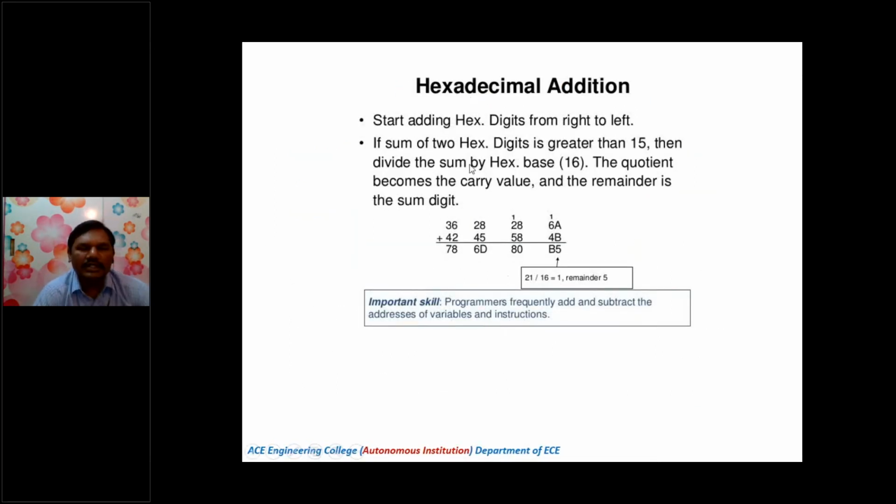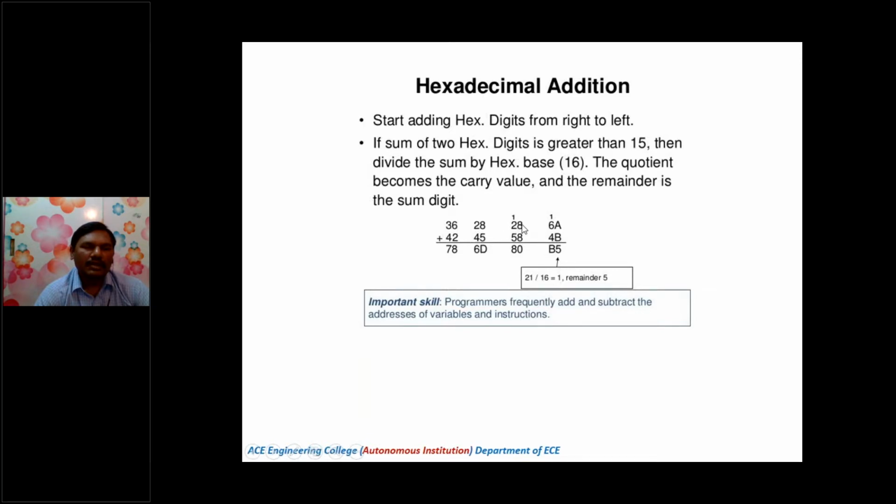So hexadecimal addition, how to perform hexadecimal addition? Suppose I want to add 36 with 42. Add 6 with 2, so 6 with 2 is 8. 3 plus 4 is 7. The value is not greater than 15, so it is 78H. Next, 28H and 45H. Add 8 plus 5, which is 13. The 13 equivalent is D in hexadecimal. 2 plus 4 is 6.